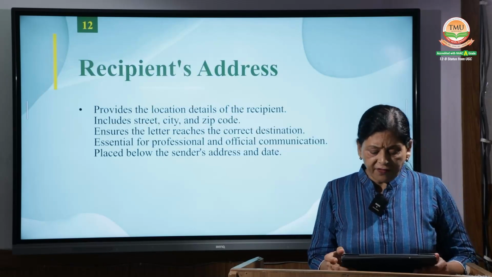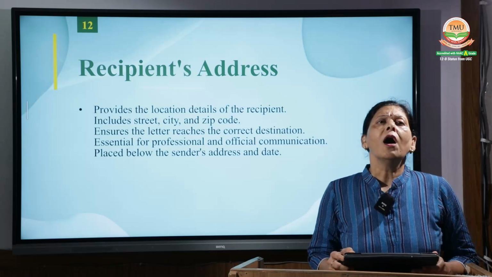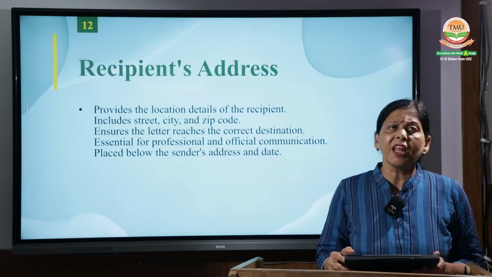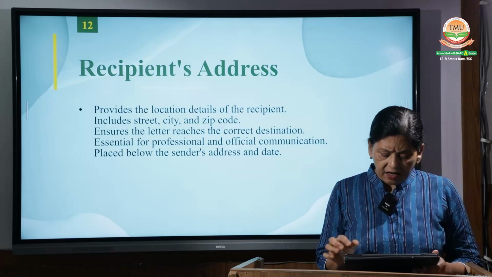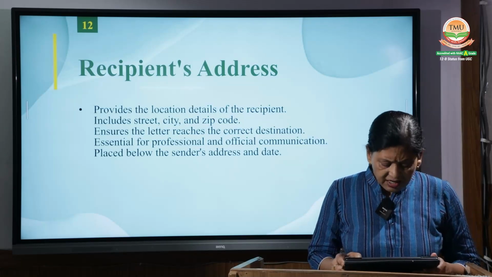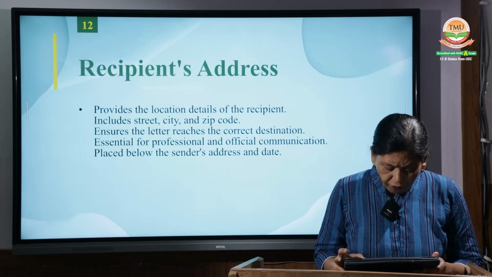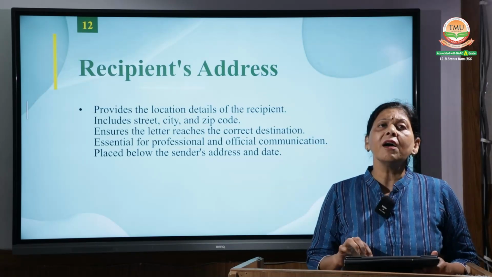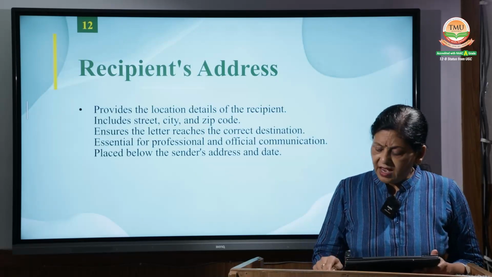Then after the date, we have the recipient's address. The recipient's address means the address of the person who will receive the letter. Again, the name of the person, the designation of the person, and the location details of the recipient, everything has to be mentioned there. It is essential for both professional and official communication. Means first is the sender's address, then the date, and then the recipient's address.